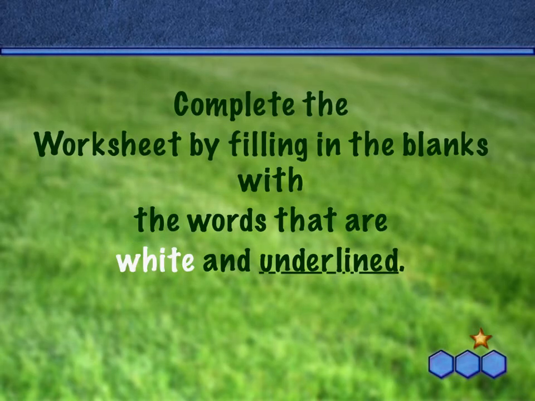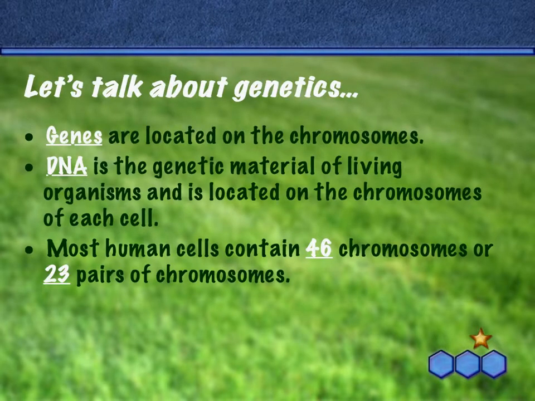So go ahead and complete the worksheet that you have in front of you by filling out any words that are in white. And let's review genetics here. So genes are located on chromosomes. And you should remember that chromosomes are inside the nucleus, and the genes that we've been talking about are right there. And these chromosomes are made of DNA, which are the genetic material of living organisms.